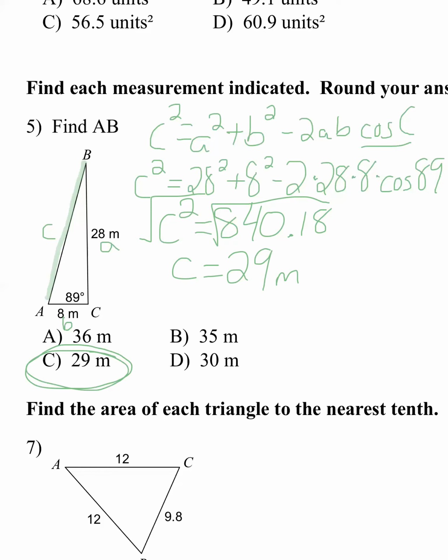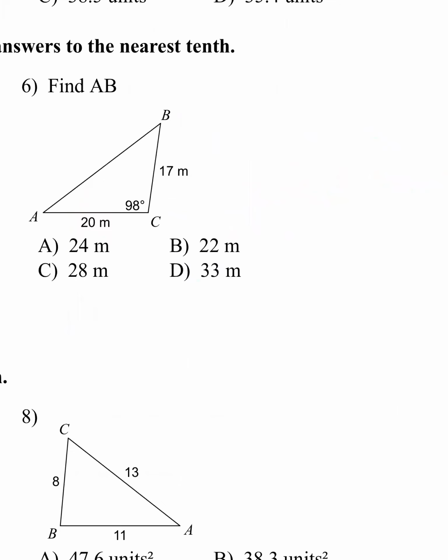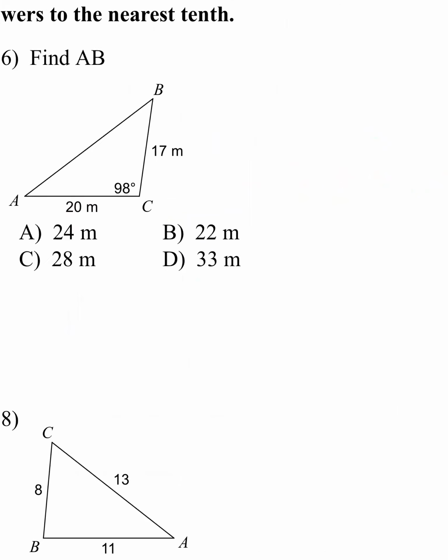Okay, moving on to 6. All right, we're basically doing the same thing here. I actually like this one a little bit better because it's spread out more. So I'm trying to find c, which is side AB, right? And they gave me b, they gave me a, and I have angle C. So I'm going to use the same exact formula and plug in what I know. So c squared equals a squared plus b squared minus 2ab cosine C.